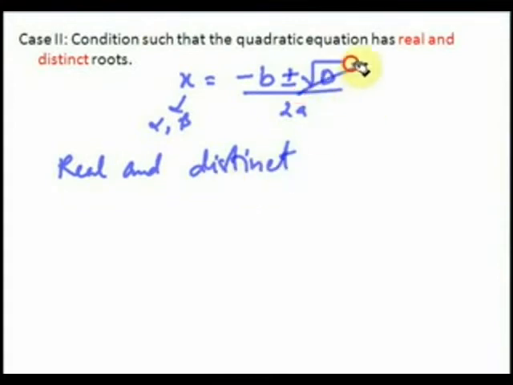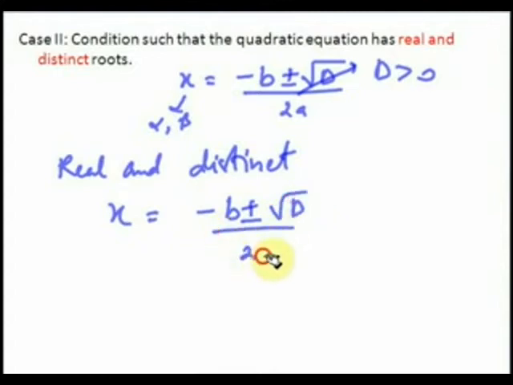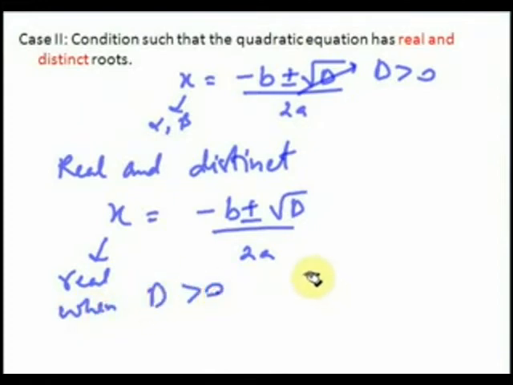The first condition for the roots to be real is that d should be greater than 0. D has to be greater than 0, only then this quantity will be real. The under root quantity has to be positive. So the roots will be real. x will be real when d is greater than 0.